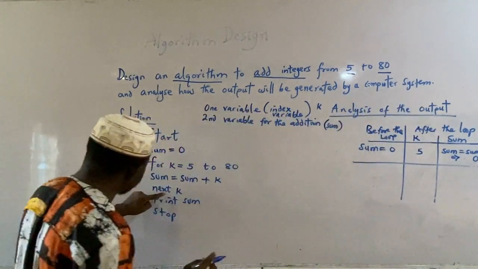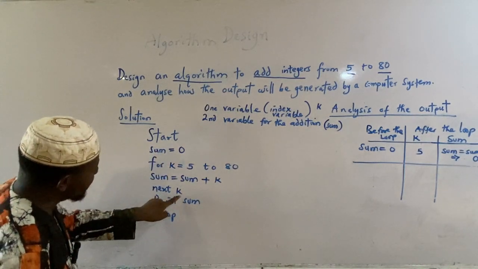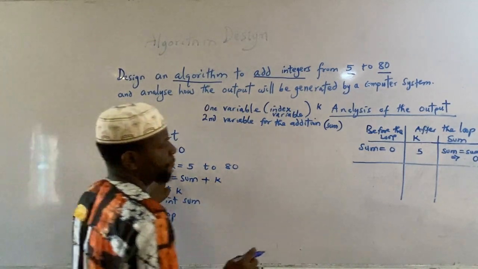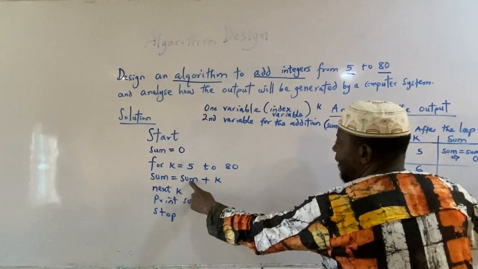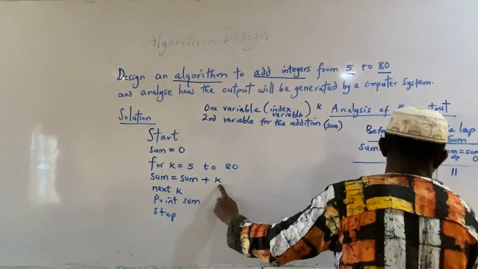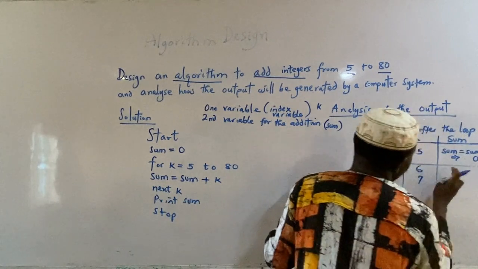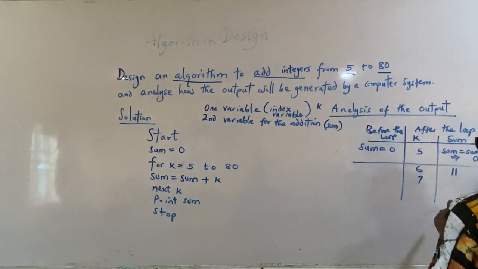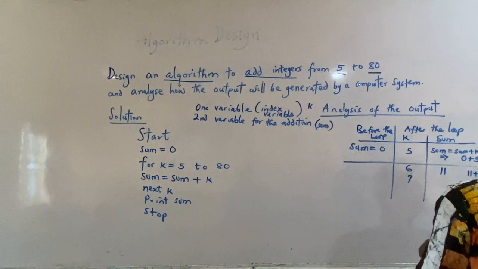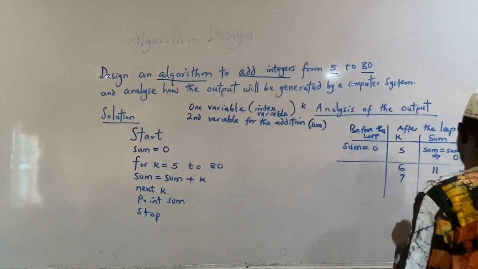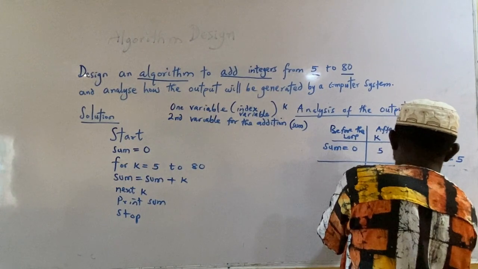When the program control meets next k, it goes back. k is no longer 5. k is now 6. And at that time, my sum is 5. So it will now be 5 plus 6. This one will be 11. The loop goes back, k is 7. And in this case, it will now be 11 plus 6, which is 17.